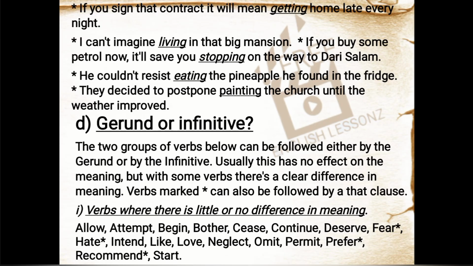D. Gerund or infinitive. The two groups of verbs below can be followed either by the gerund or by the infinitive. Usually this has no effect on the meaning, but with some verbs there's a clear difference in meaning.